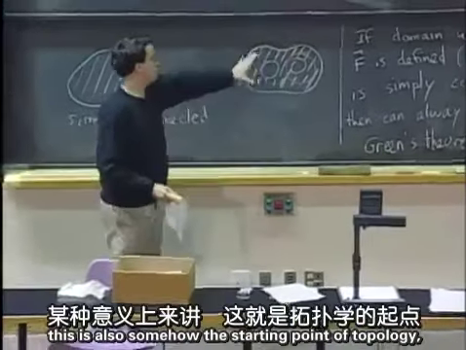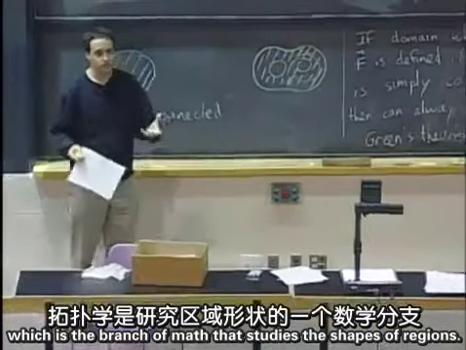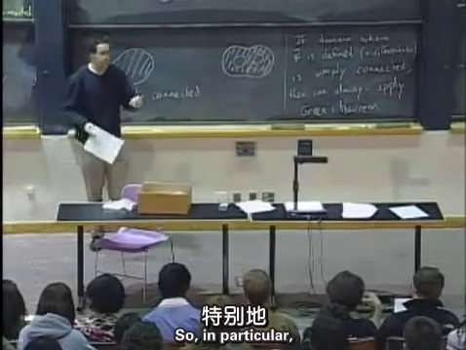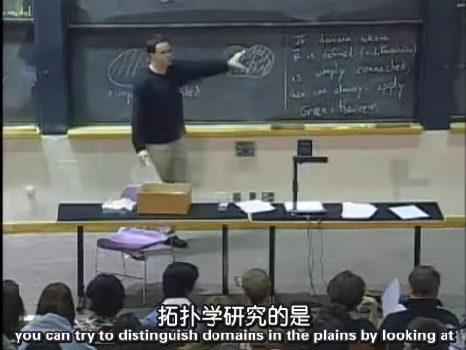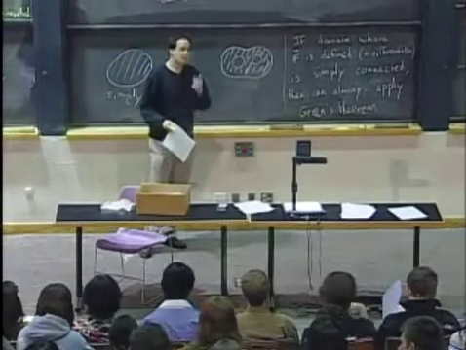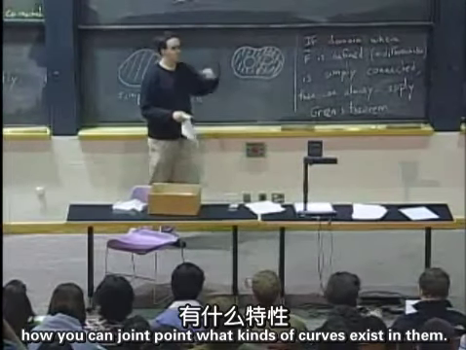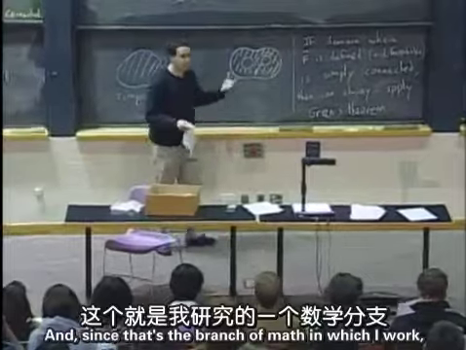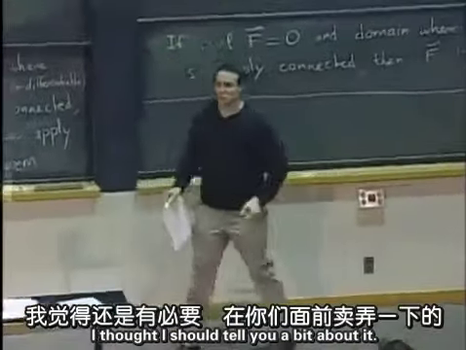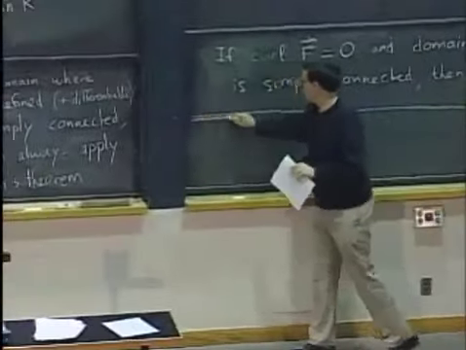And by the way, this is also somehow the starting point of topology, which is the branch of math that studies the shapes of regions. So in particular, you can try to distinguish domains in the plane by looking at whether they are simply connected or not, and what kinds of features they have in terms of how you can join points, what kinds of curves exist in them. And since that's the branch of math in which I work, I thought I should tell you a bit about it.